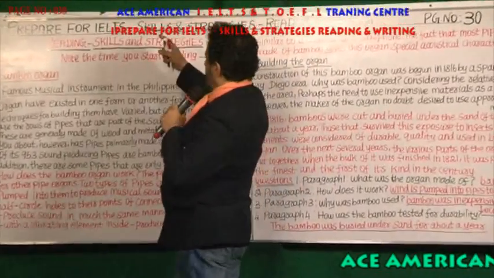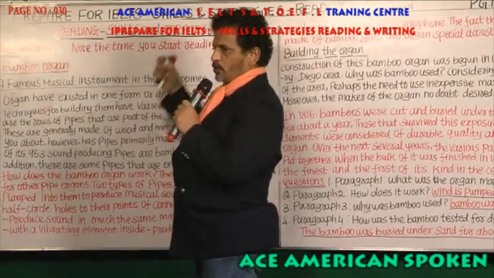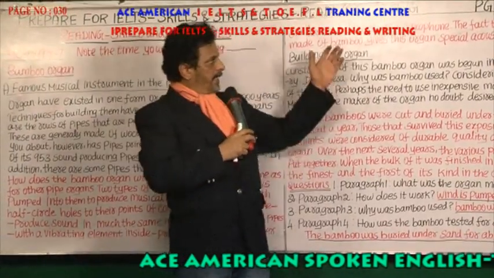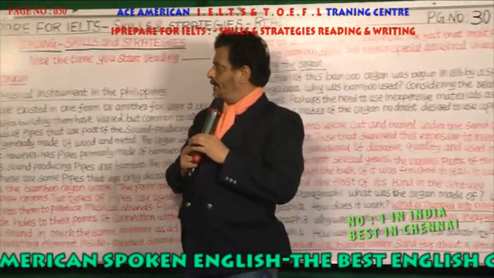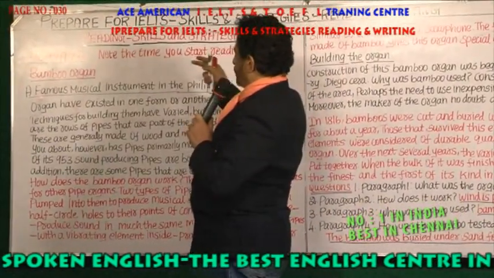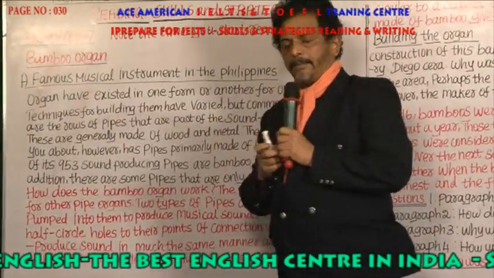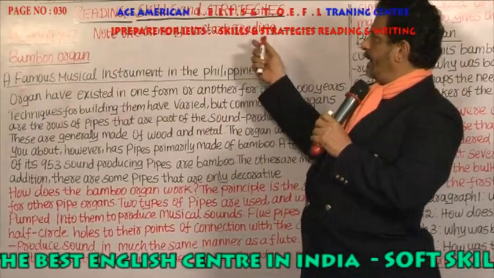Take your book, prepare for IELTS Skills and Strategies, Reading and Writing. Come to page number 30, Reading Skills and Strategy, Activity 7. So, note the time you start reading.